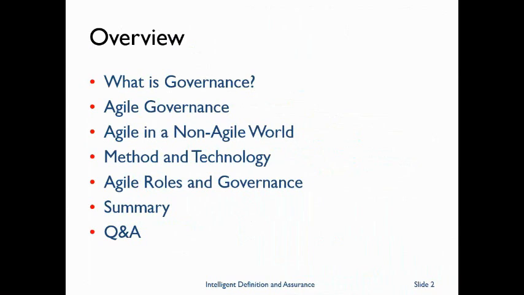So here's the overview. I want to explain what I believe governance is first, and then refine the definition and give an illustration or an expectation of what I think agile governance actually is. And then look at the prospect of agile projects in a non-agile world. You know, agile projects commissioned by non-agile businesses, bigger, larger organizations.